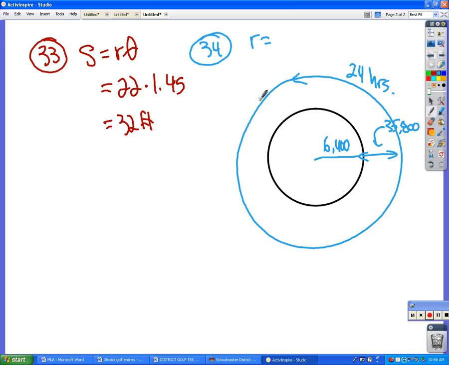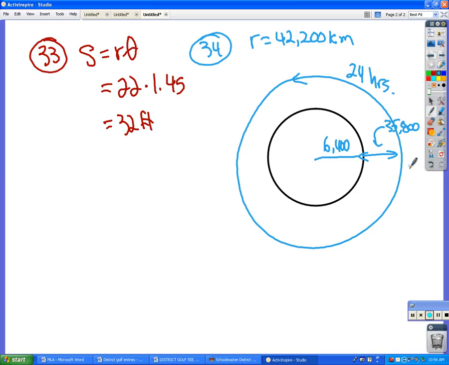42,000? 42,200? Because I just need to add these two things together, right? Okay, so the total radius of this circle is 42,200 kilometers.